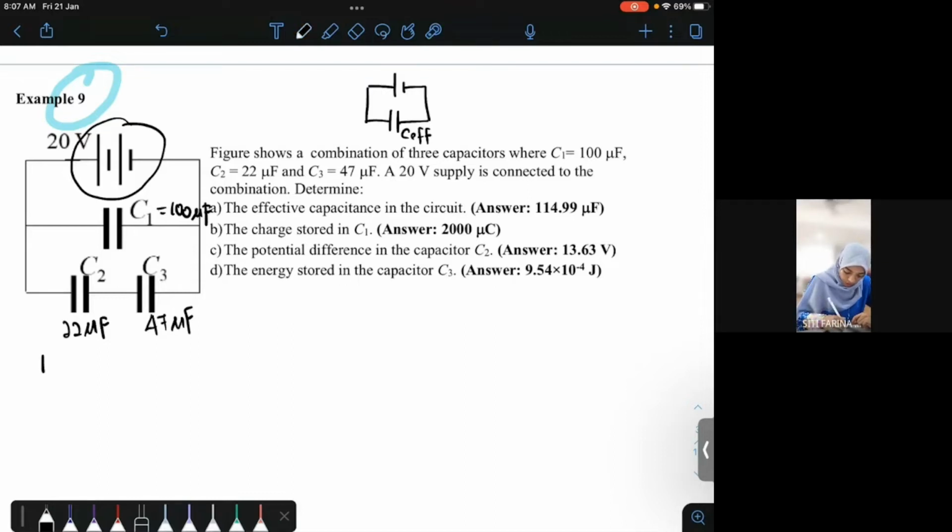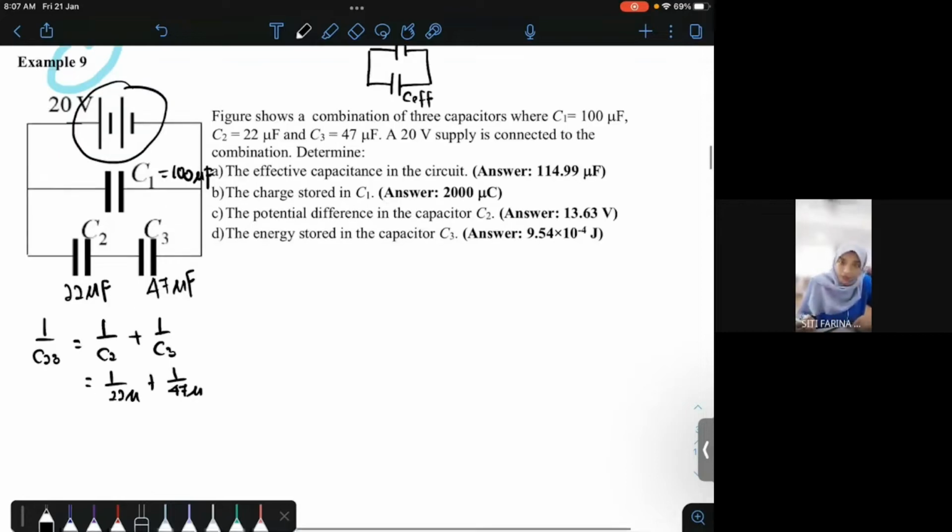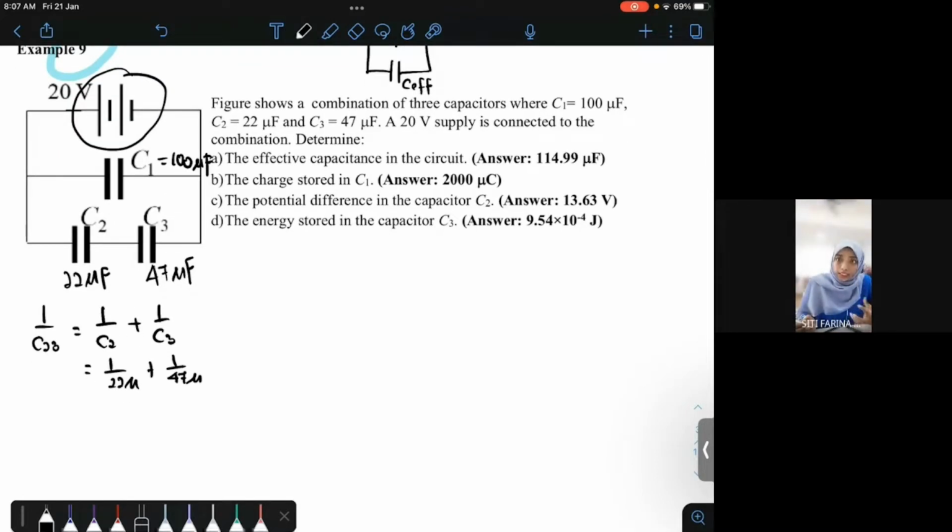So we'll quickly, C23 akan jadi C2 plus 1 over C3. Then you substitute the value 22 micro plus 1 over 47 micro. Tekan calculator, dapat jawapan, and then 1 divide the answer so that you can get C23 terus, which is 14.99 microfarad. Okay, ini adalah nilai kapasitan hasil gabungan 2 dan 3.